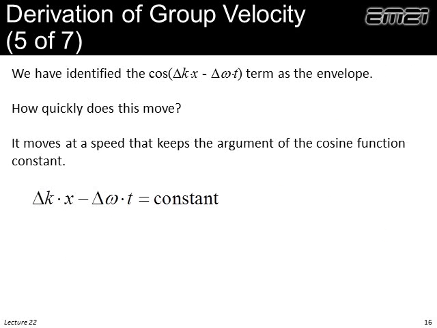So at this point, we have identified this cosine term that contains the delta k and the delta omega as the envelope term. So the question is, how quickly does this envelope move? This is the information on the wave. How quickly does that move? Just like what we did for phase velocity, this moves at a velocity that keeps the argument a constant. So let's choose 0, and on the next slide we'll see what happens.